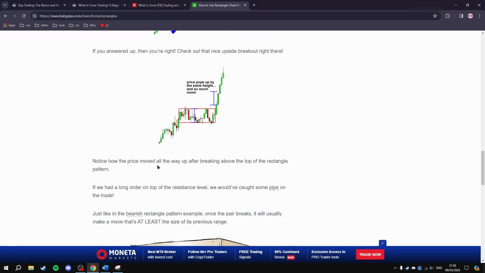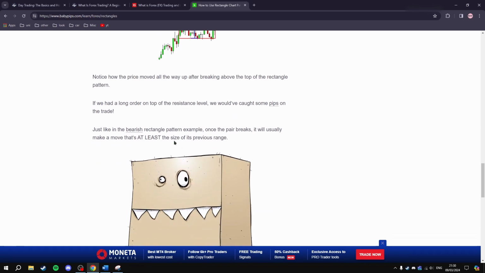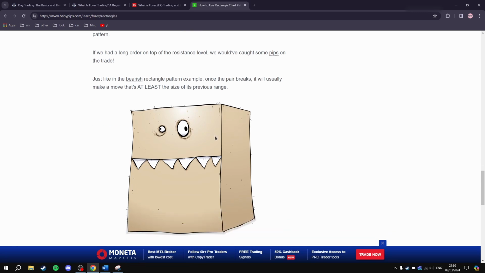Notice how the price moved all the way up after breaking above the top of the rectangle pattern. If we had a long order on top of the resistance level, we would have caught some pips on the trade. Just like in a bearish rectangle pattern example, once the pair breaks, it will usually make a move that's at least the size of its previous range.